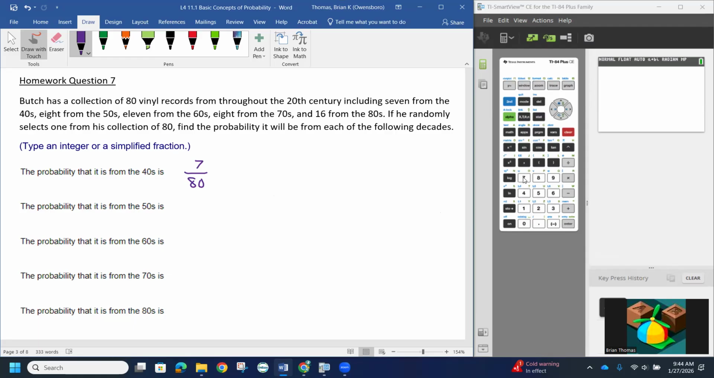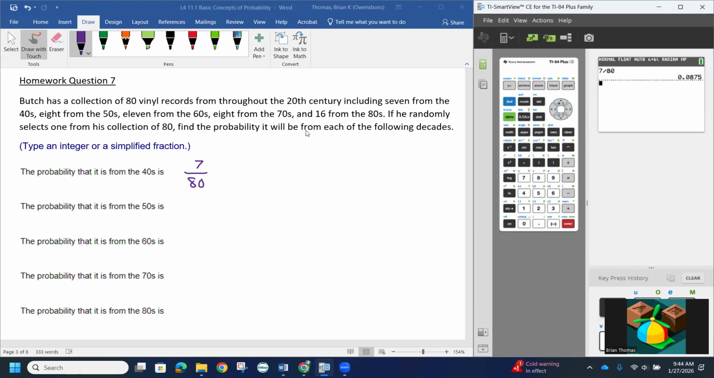Now you can type in 7 divided by 80 into your calculator, hit enter. It can change it to a decimal for you. So that's going to be about 0.0875, or if I round to the hundredths place, let's say move that eight up to a nine. So it would be about 0.09. So around a 9% chance of this happening.